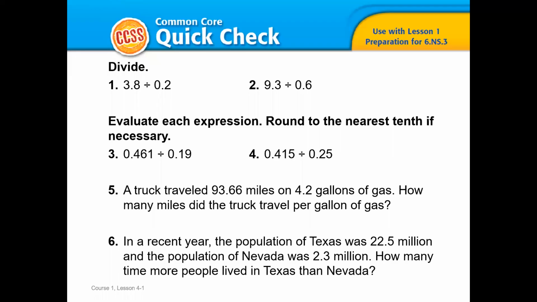Hey, welcome back. This is Math, Chapter 4, Lesson 1, Estimate Products of Fractions. We're going to start with a review from lessons we did in Chapter 3. We're going to divide with decimals. Be careful with those decimal places.